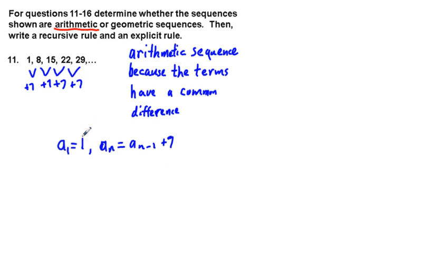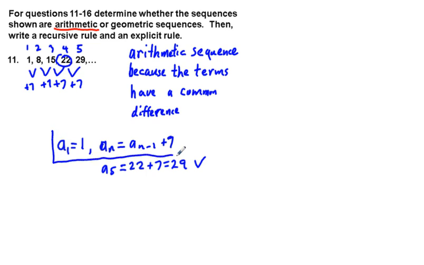So if we want to find the value of the fifth term, a sub 5, for instance, we take the prior term, which is 22, plus 7 equals 29. So that's a check. That would be a recursive rule.